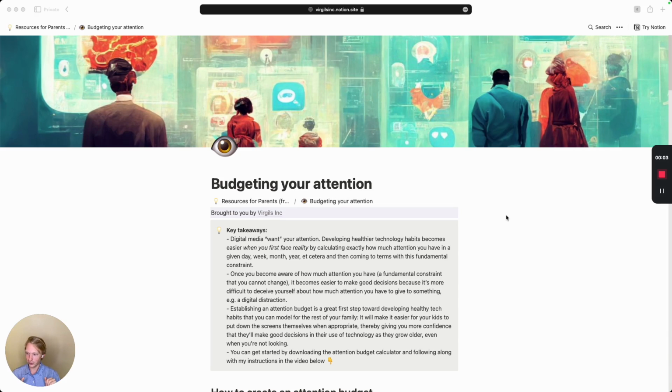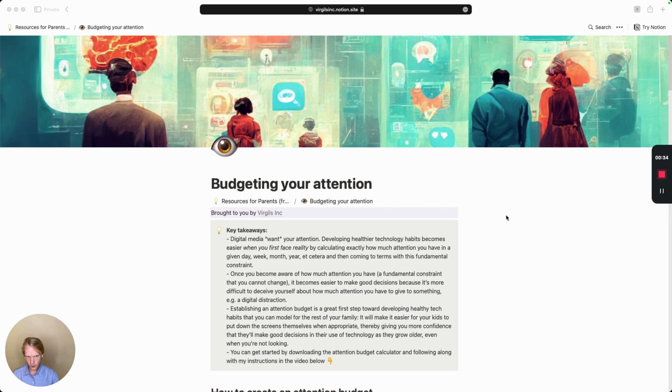Today, I'm going to show you how to budget your attention. One of the best steps that you can take in developing healthy technology habits and a healthier relationship with technology in general is to come to terms with a fundamental constraint that we all face as human beings, which is that we only have so much attention to give to the things, hopefully, that we care about in a given day, week, month, year, and really over the course of the rest of your life.